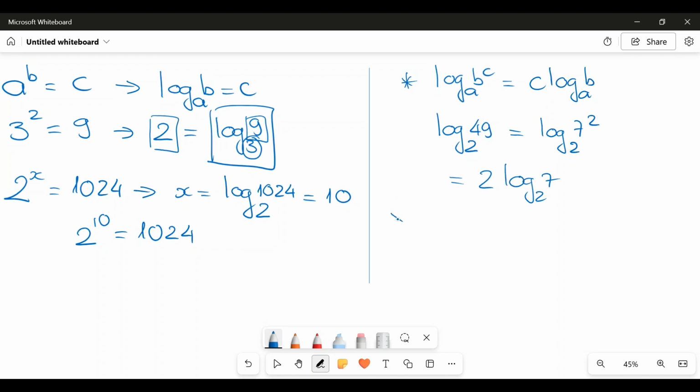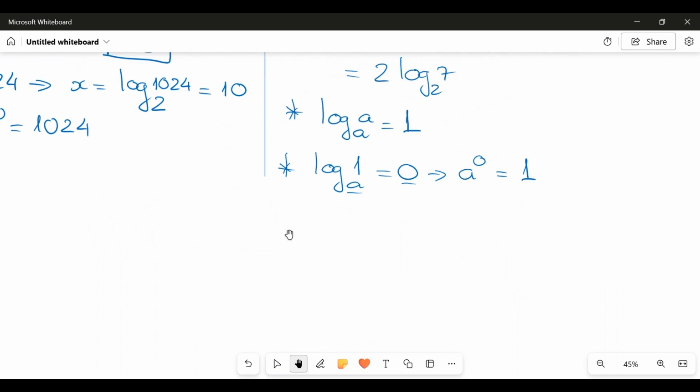The second rule, log base a of a equals 1. Third rule, log base a of 1 will be equal to 0. So why does this one make sense? Let's change it back into exponential form. The base, the exponent, right? So a to the power of 0 equals 1. Remember the exponential rule? Whenever you have any number and you make it to the power of 0, it is always equal to 1, right?